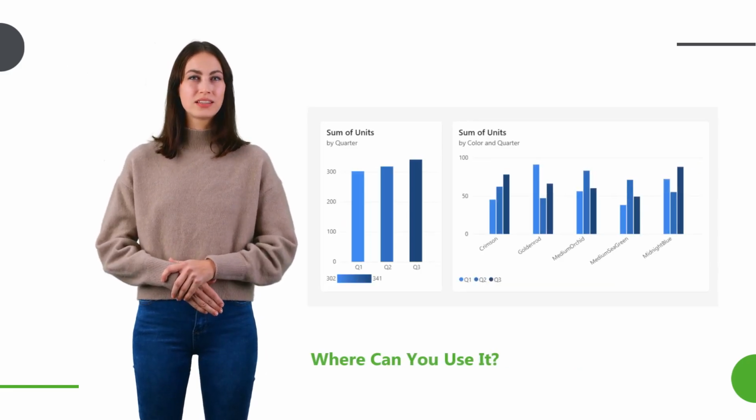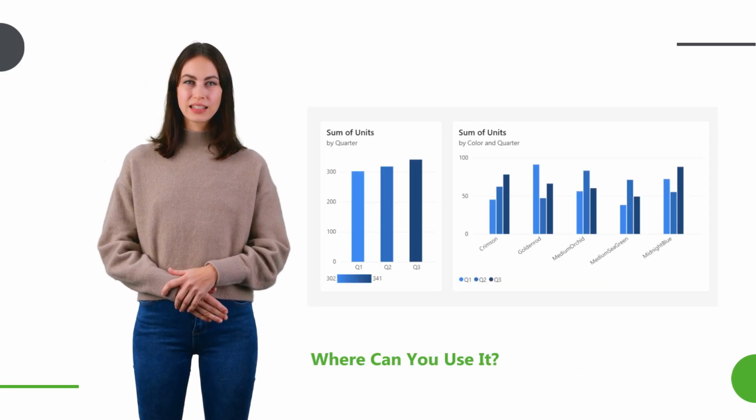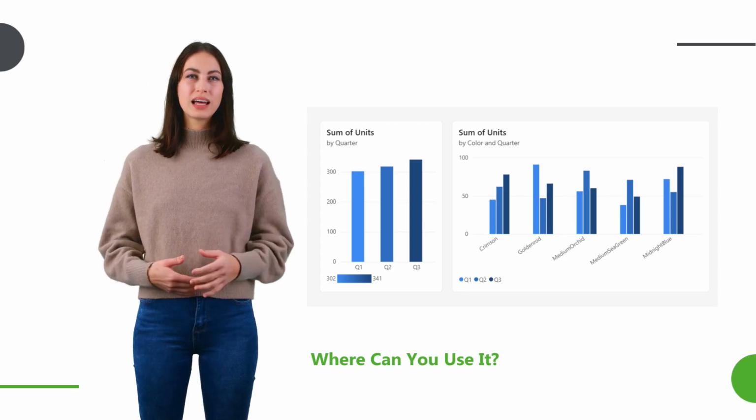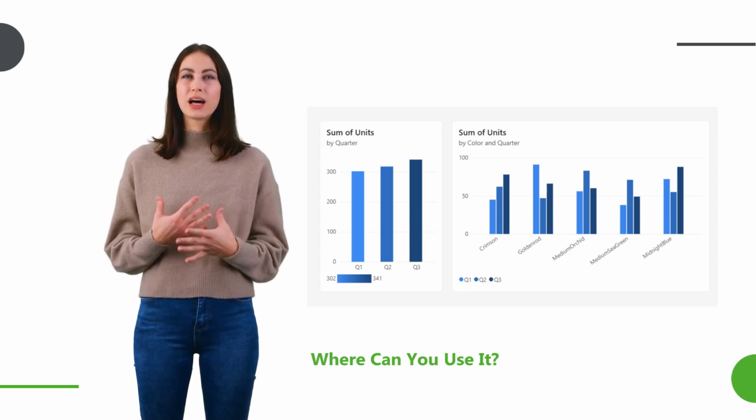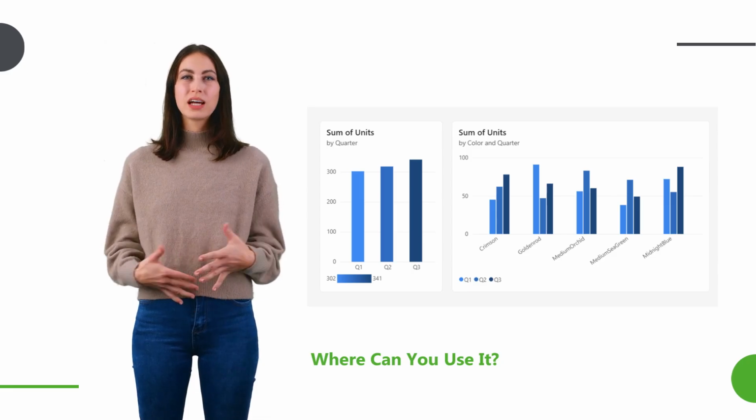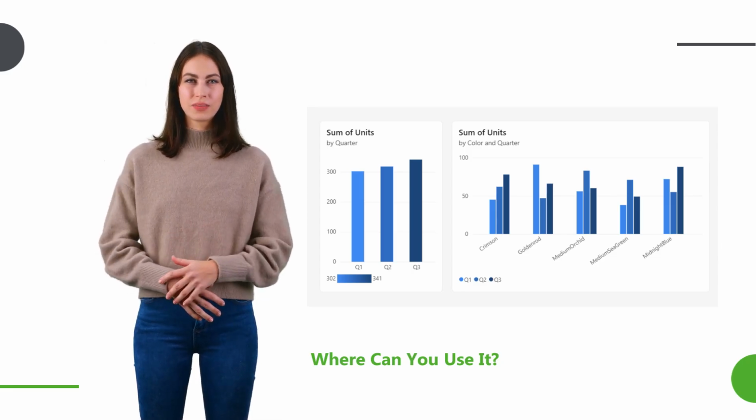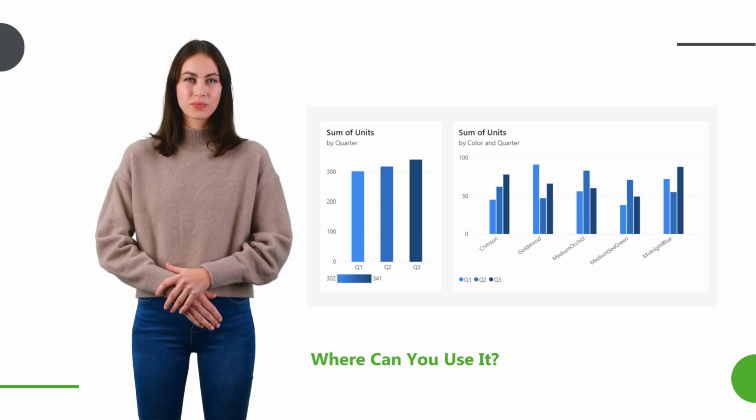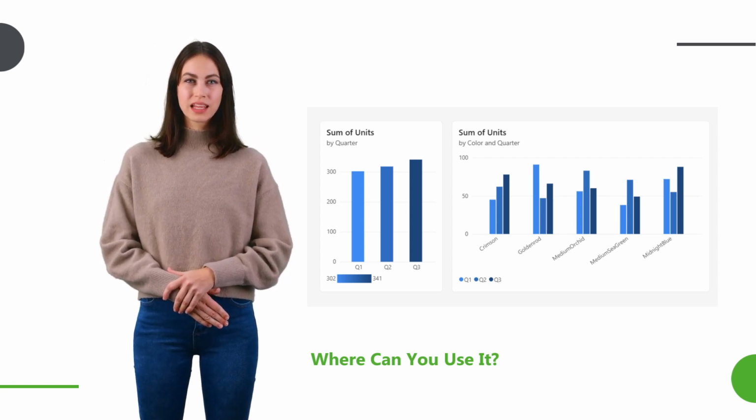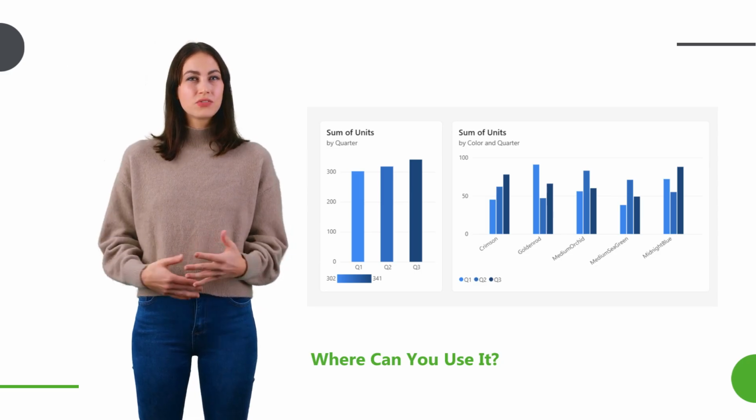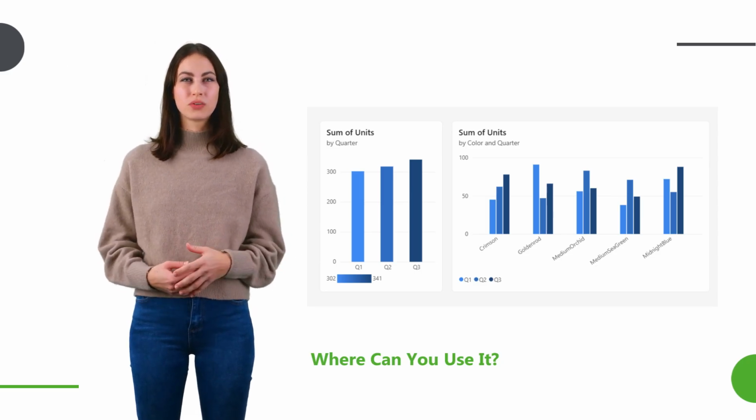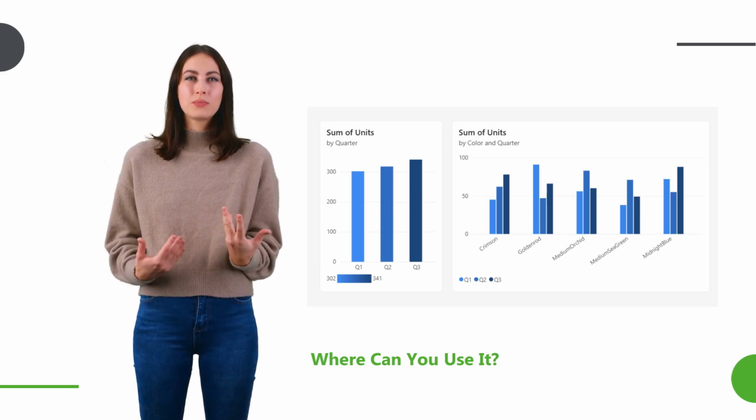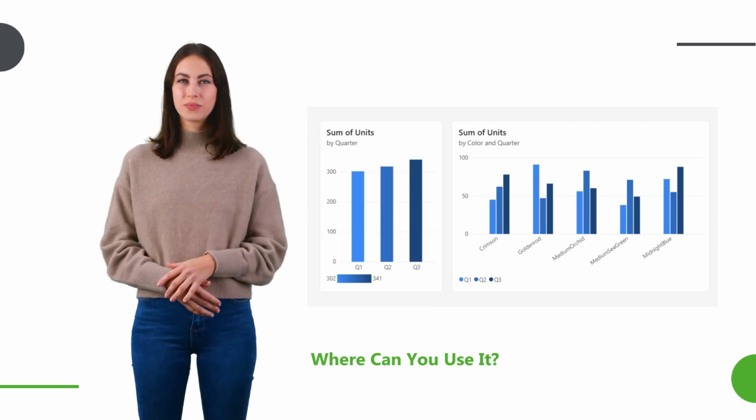Where can you use it? Conditional formatting now supports lines, legends, markers, and line segments across more chart types, including line, area, bar, column, combo, pie, donut, and funnel charts. This gives you greater control over how important insights are highlighted while keeping report designs consistent.